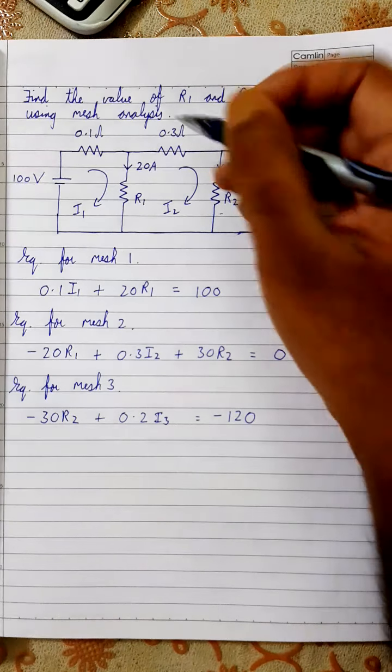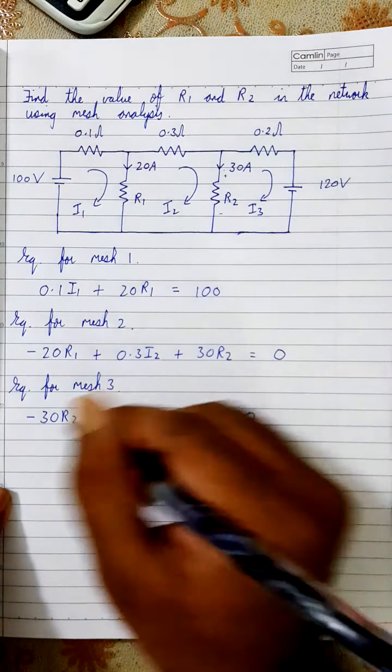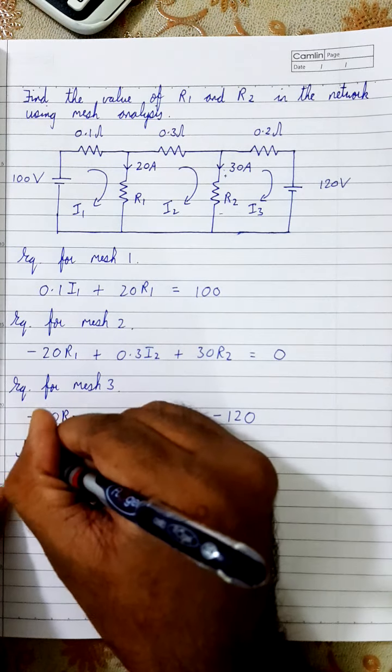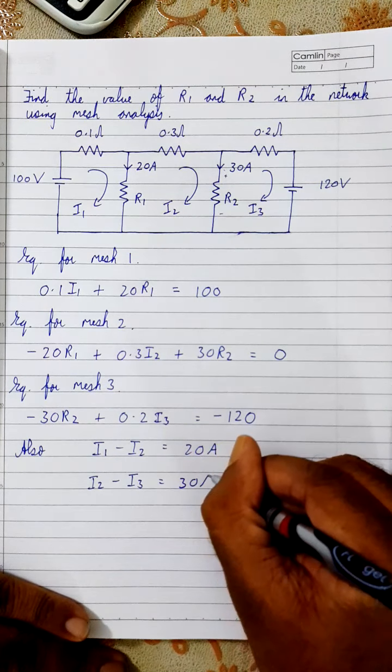These are not only the three equations; like I said before, I haven't written the equation for 20 amperes. What is the equation for 20 amperes? I1 minus I2 is equal to 20 amperes. And what is the equation for 30 amperes? I2 minus I3, because this is flowing down, which means I2 is greater. Here this is also flowing down, which means I1 is greater. So I2 minus I3 is equal to 30 amperes.